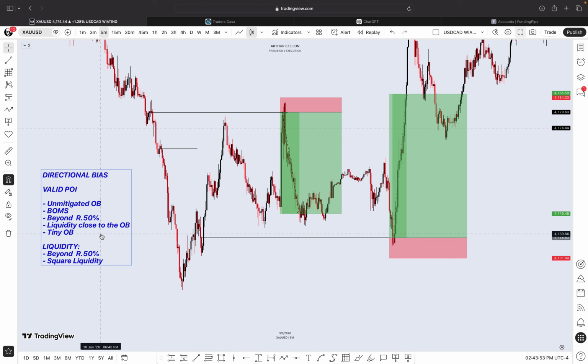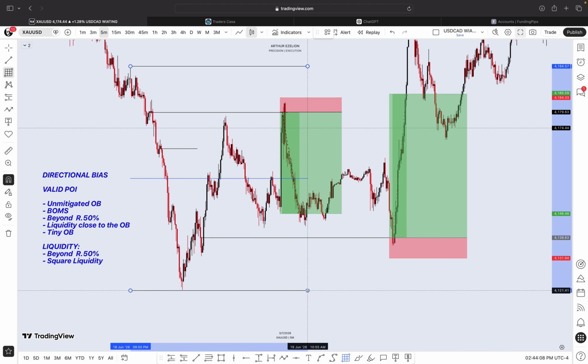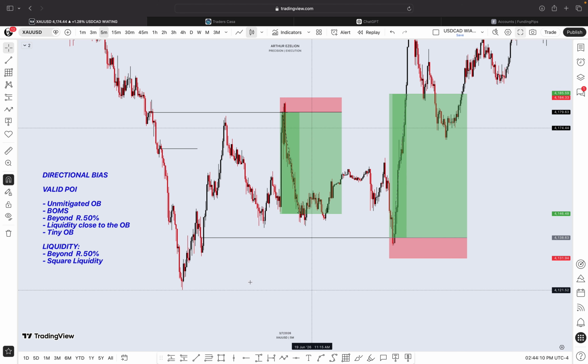Now we need to see liquidity close to the order block. Obviously we have liquidity, and we want to see that this liquidity is beyond 50%. Obviously it's beyond 50%. You can mark it out. If this is your range that you choose, you can mark it out. You can see both the order block and this liquidity are beyond 50%.